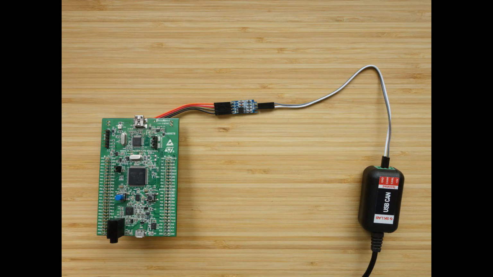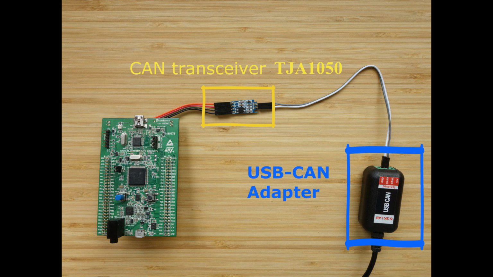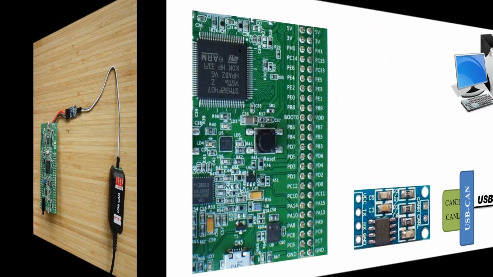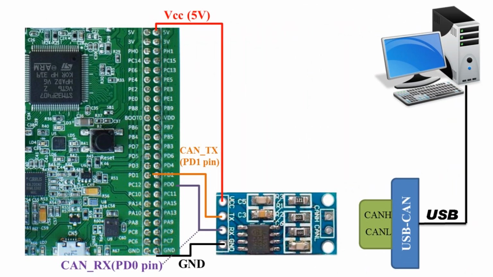The CAN bus requires a CAN transceiver to work. We have a board with the TGA1050 chip for this. For testing, we can use a USB to CAN adapter. Build a CAN network using this scheme. Let's test the ST-Link GDB server utility instead of OpenOCD.